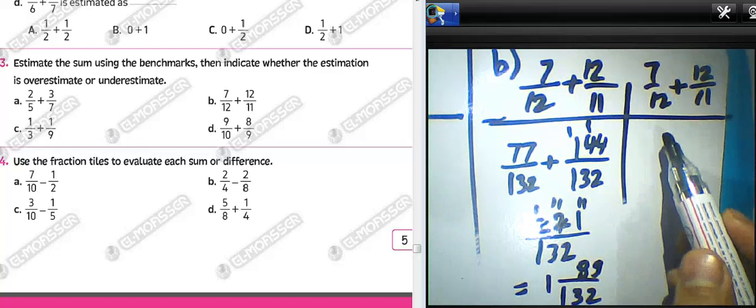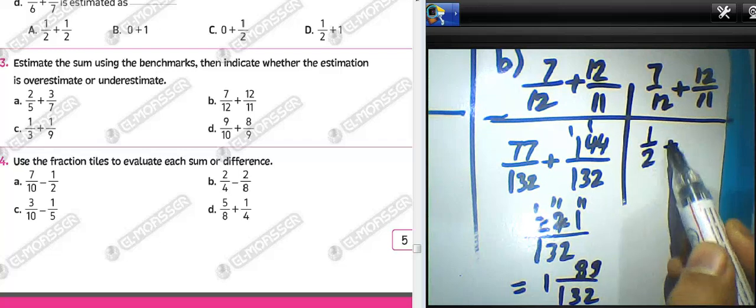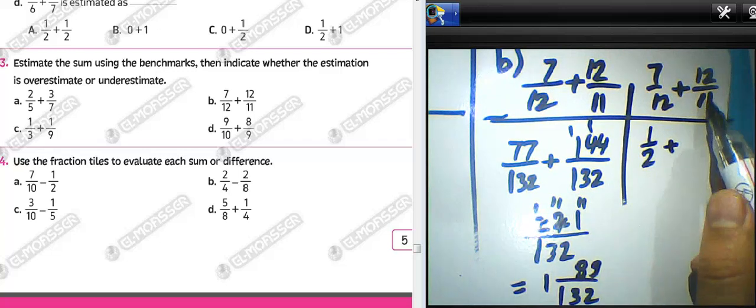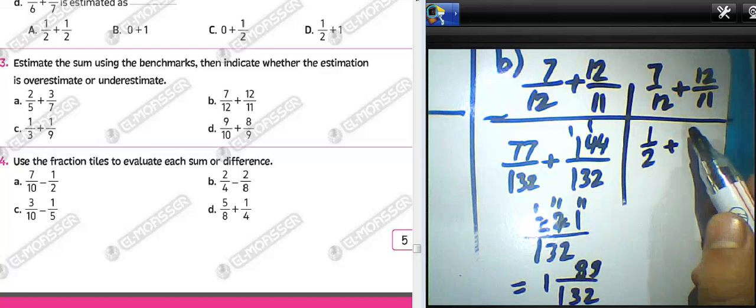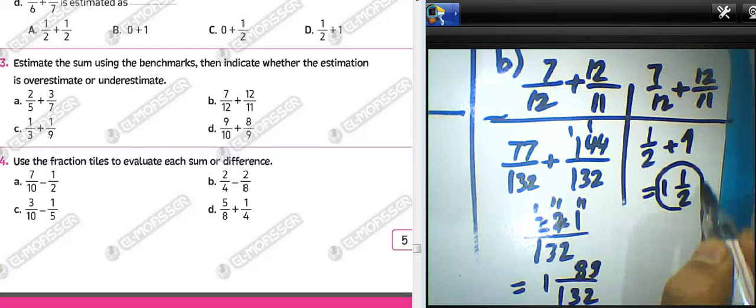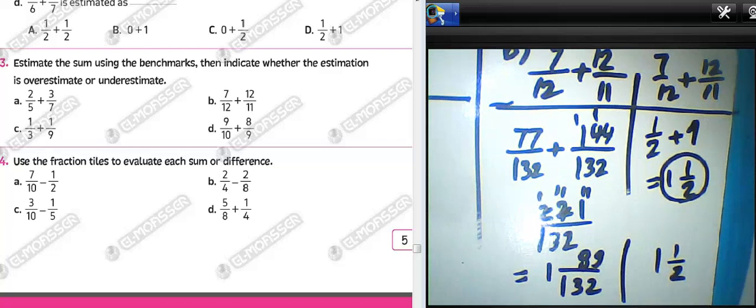7/12 is nearest to half, because half of 12 is 6. So it will be half. And 12/11 is nearest to 1, because 12/11 is 1 and 1/11, which is nearest to 1. Okay, so the result will be 1.5. Which is greater, 1.5 or 1 and 89/132?